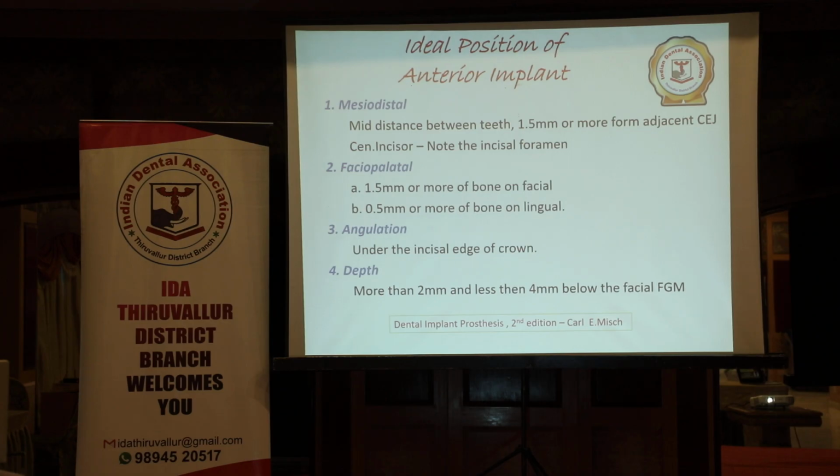The angulation should always be behind the incisal edge. It should always be in the cingulum area, and the depth should be at least 2 mm below the CE junction, and it shouldn't be more or less.